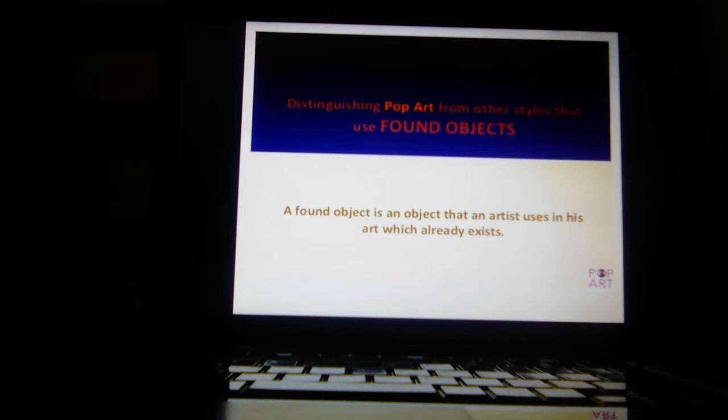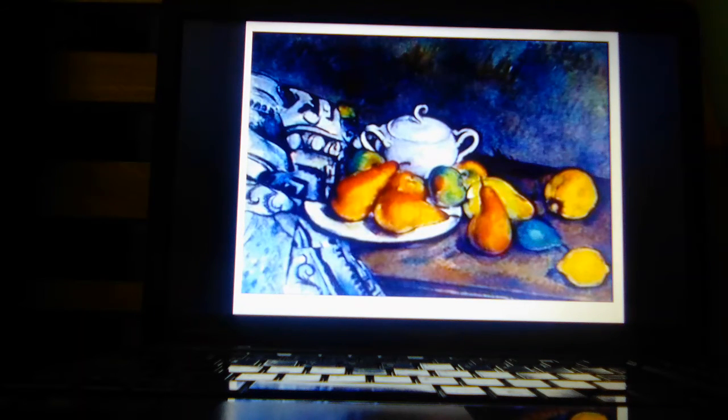So, distinguishing pop art from other styles that use found objects. A found object is an object that an artist uses in his art which already exists. Found objects are placed in a conventional setting with a context that is appropriate to the found object. Also, the objects in this painting, though brightly colored, still look artificial and do not have a life of their own.